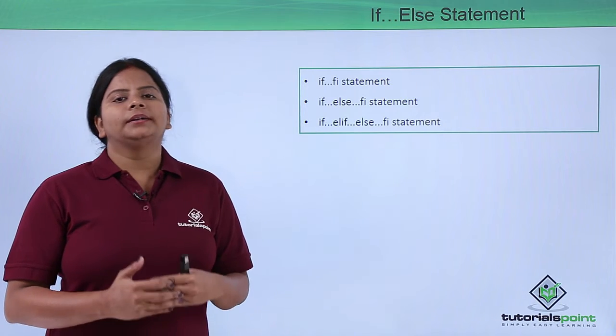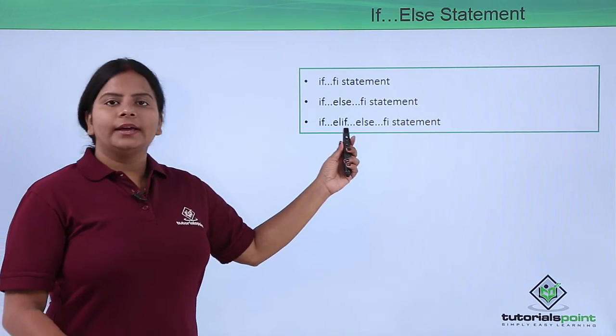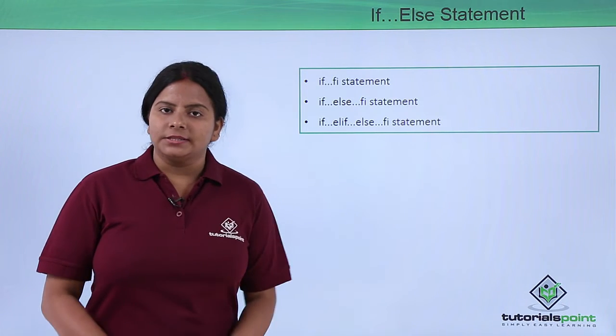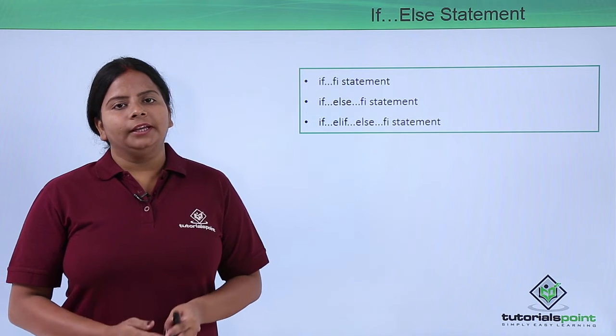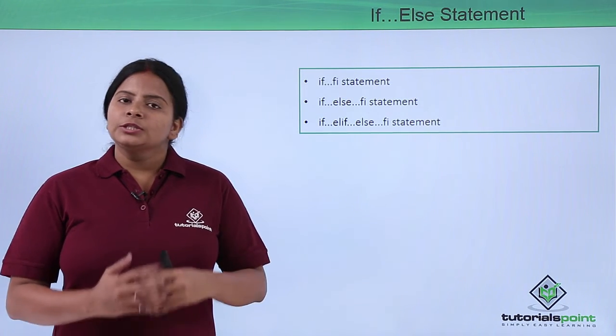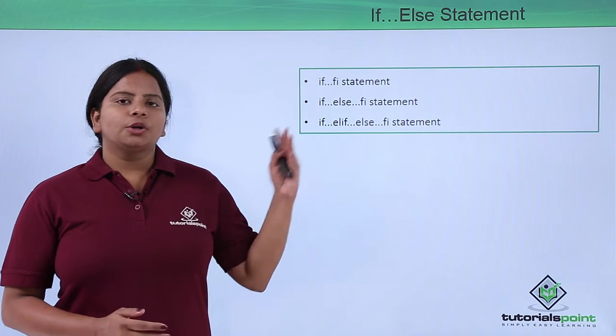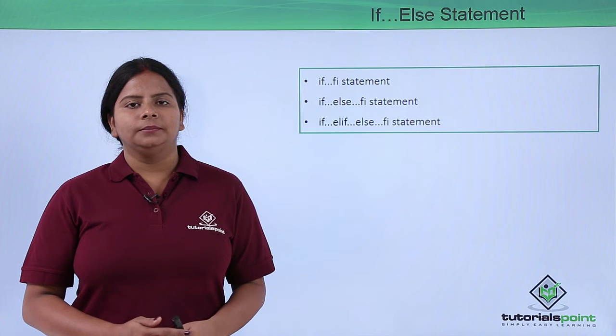So if you are using a nested kind of program, you can go for if, else if, else fi statements. These are the three types of statements we generally use while creating a program, depending upon the conditions you have in the program. Let us check particular examples of all of these three kinds which we are going to use in the shell.